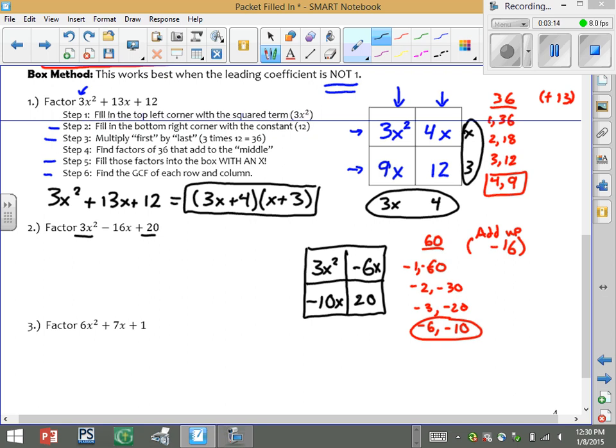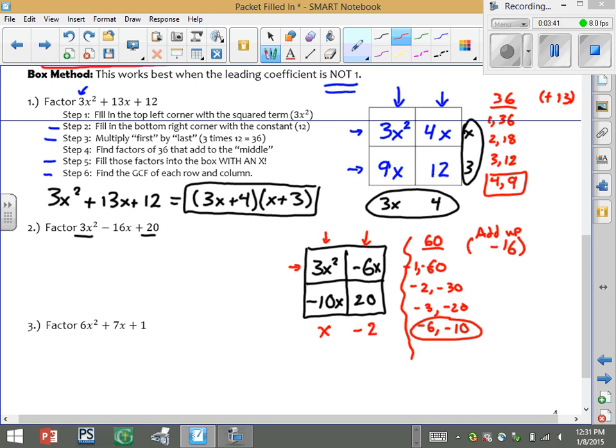Since there are negatives floating around in the box, anytime that we end up starting a row or a column with a negative, we're going to factor out a negative. So here's what I mean. You start this particular column, 3x squared and negative 10x, and the only thing I can pull out is an x. Since we start the second column, negative 6x and 20, with a negative, that means I need to factor out a minus 2.